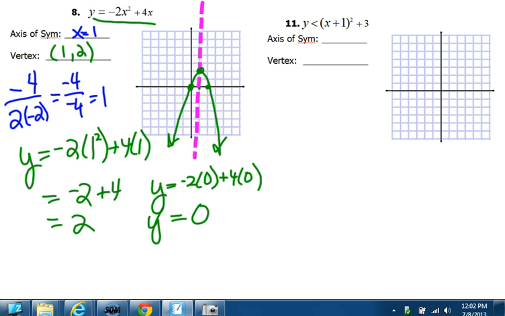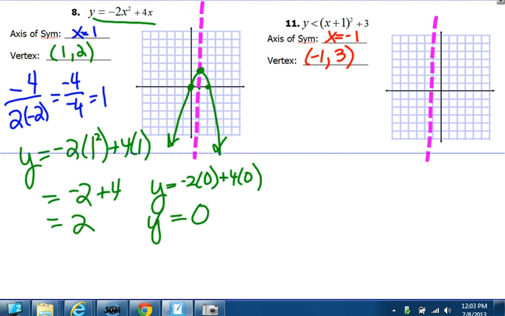Next one is in vertex form already. So I should be able to really quickly say, oh, the vertex is at (-1, 3). My axis of symmetry is at x equals -1. Let's draw in the axis of symmetry first here. So -1, sorry, I've got to get that to move right there. -1, +3 is right here.